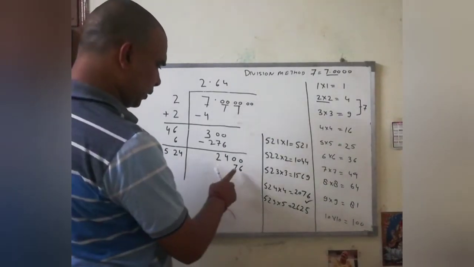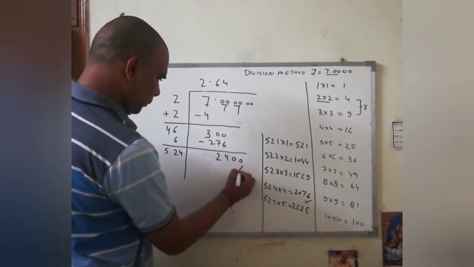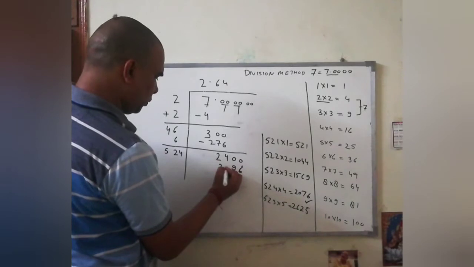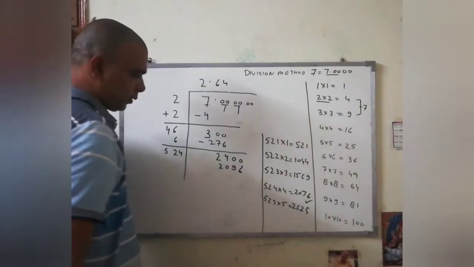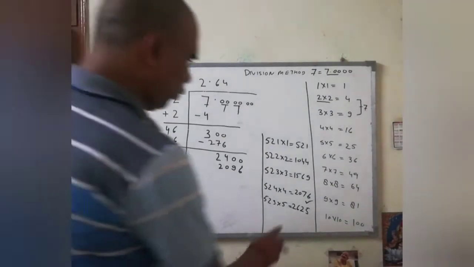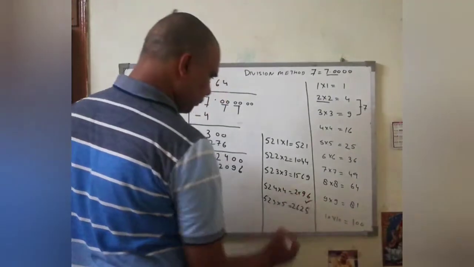I think some mistake is there. You can see, 4 4s are 16, 4 2s are 8, 16 plus 8 is... 2096. Is it correct? I think it is 42096. It should be 2096. Correct.